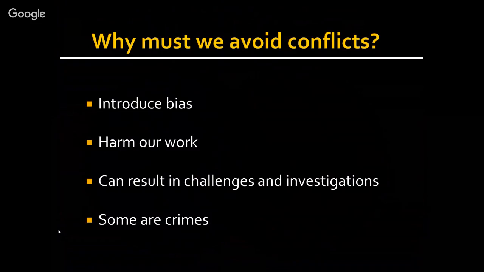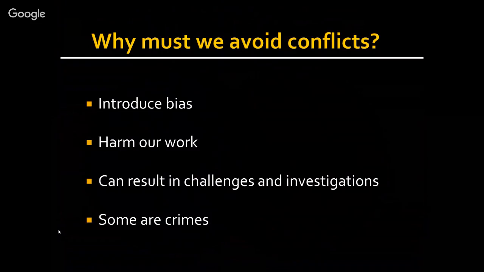It can also result in adverse actions. So we can have challenges or investigations that result from actual conflicts of interest. For example, in a procurement, if we introduce bias into the process, there could be a bid protest. In other kinds of work, there may be congressional investigations or IG investigations to find out if the decision-making process is broken. Those are harmful to our work. They're a distraction, and they're things that we want to avoid.